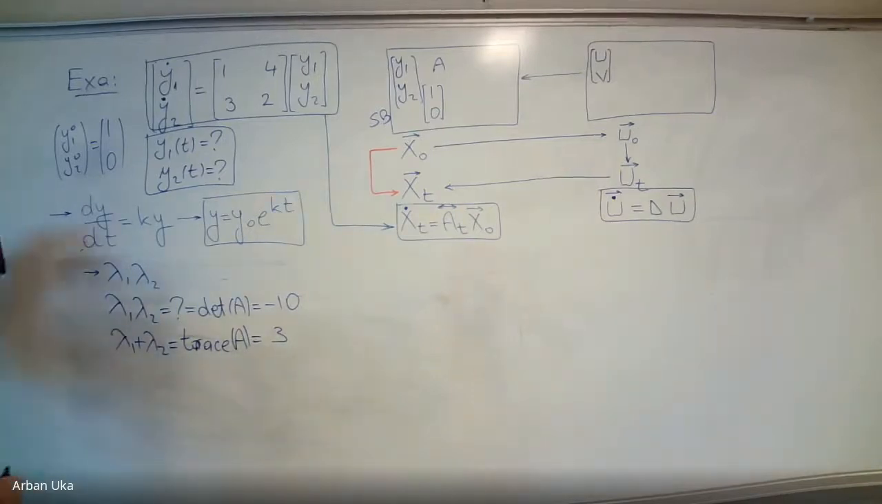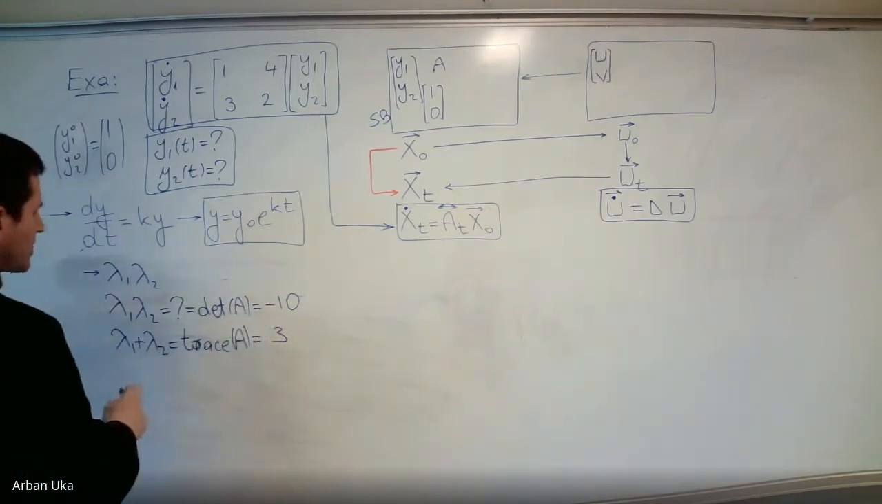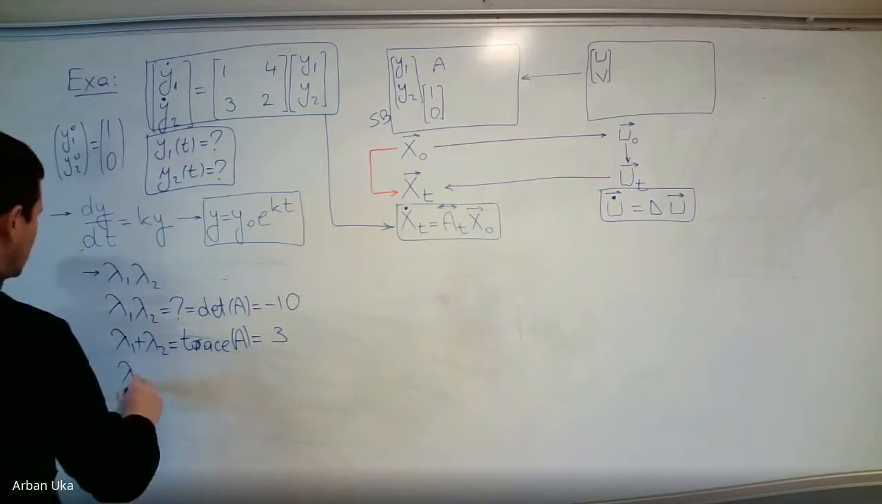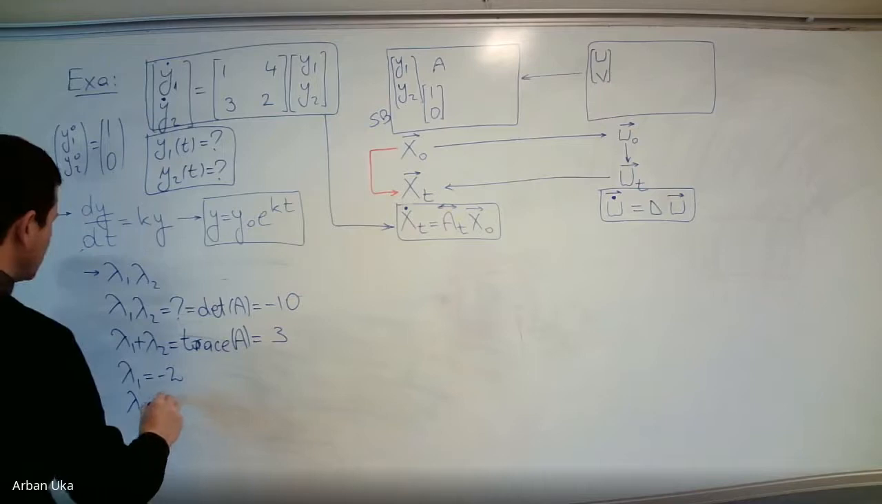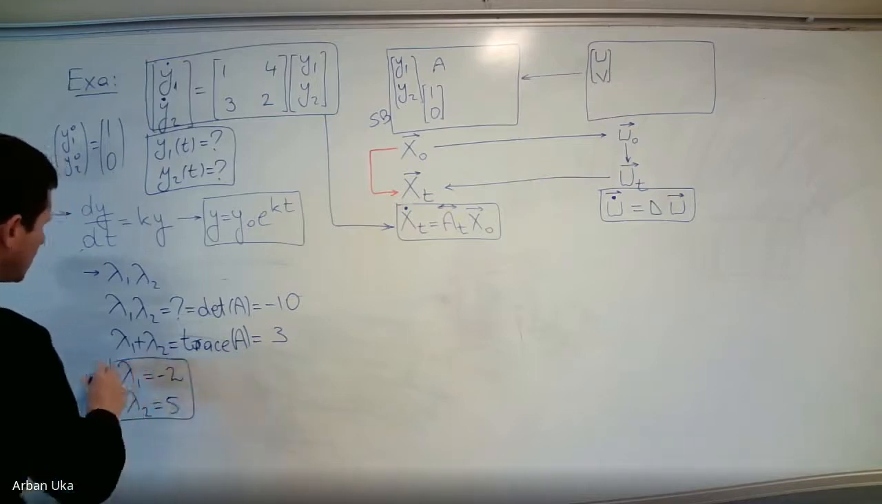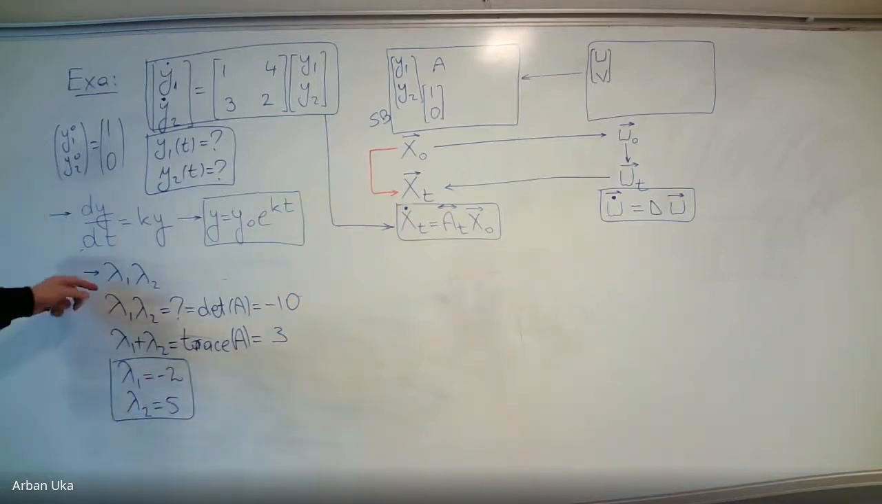And then, so we have two numbers, two equations. So if it is a 2 by 2 matrix, we can even find the numbers like this. So immediately, it looks like lambda 1 is equal to minus 2, and lambda 2 is equal to 5. Okay? So this is a good combination. So in 1 minute, we figured out what are the eigenvalues, minus 2 and 5.